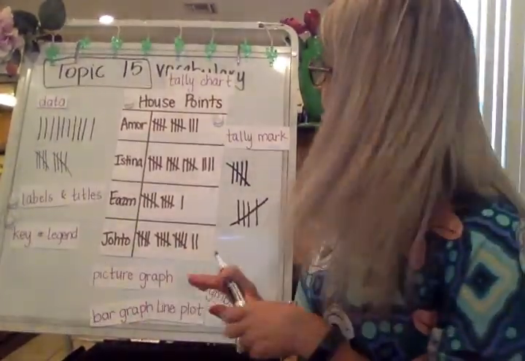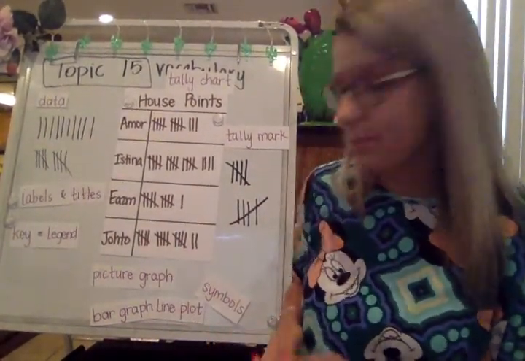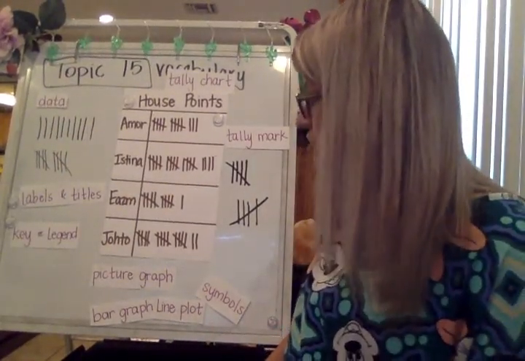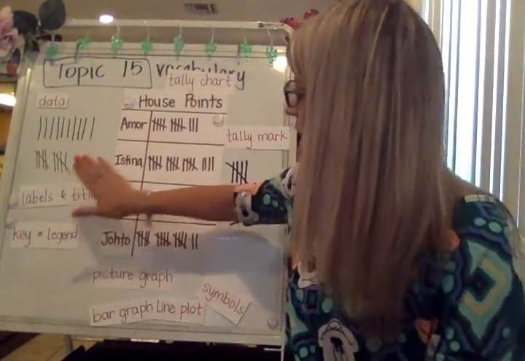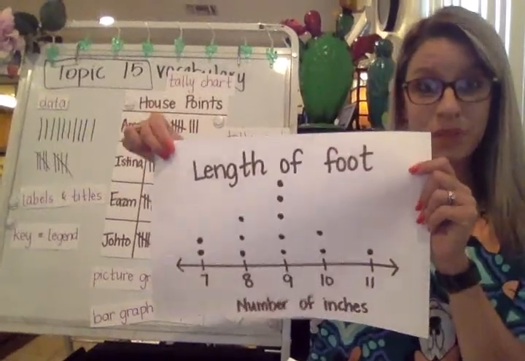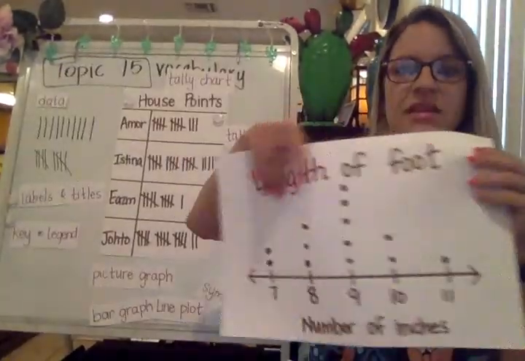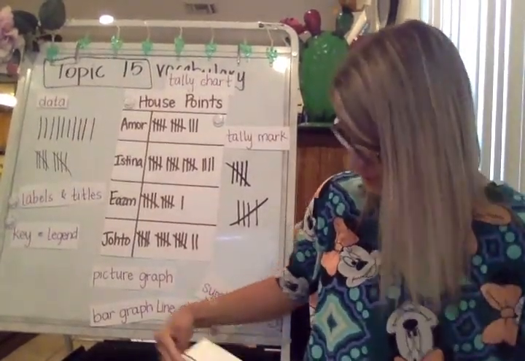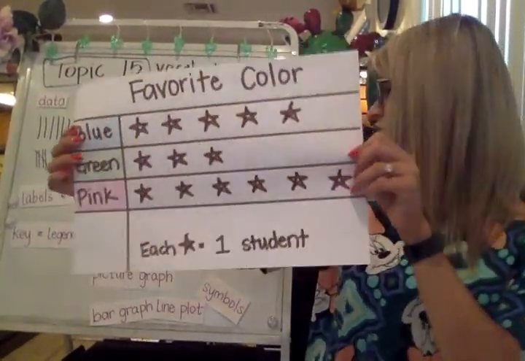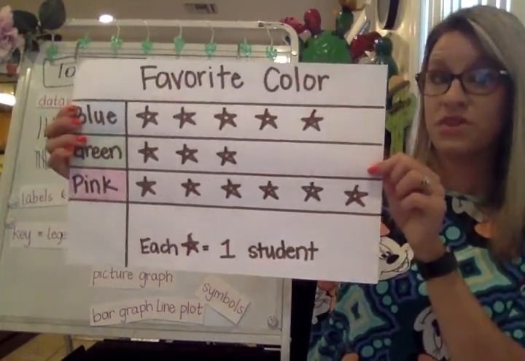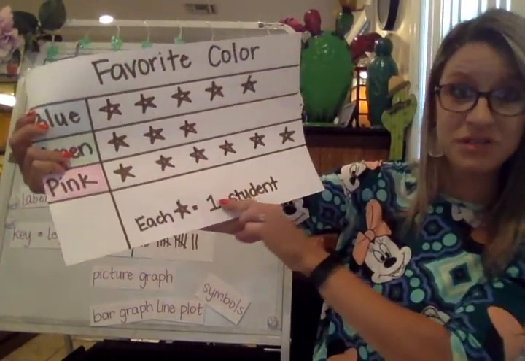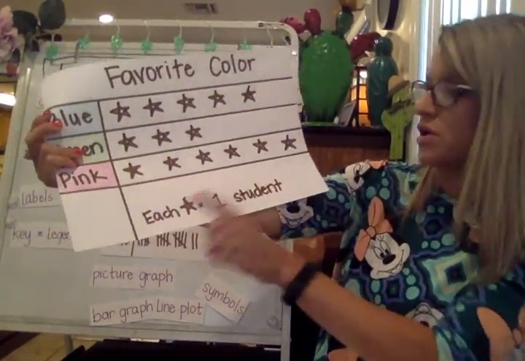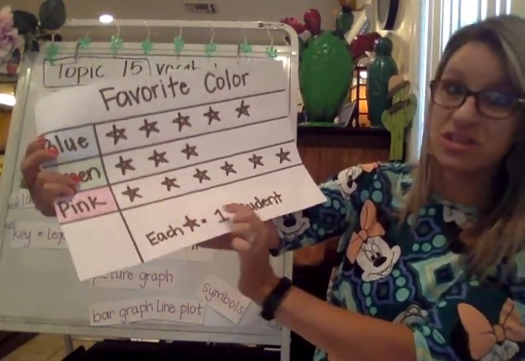So these are the different vocabulary words for topic 15. We've talked about the tally chart. We've talked about this line plot. Remember, it has the line and then these little dots. Sometimes they're X's. We have this picture graph with the pictures. Remember, it has symbols at the bottom, or a key at the bottom, that tell you what each symbol represents.